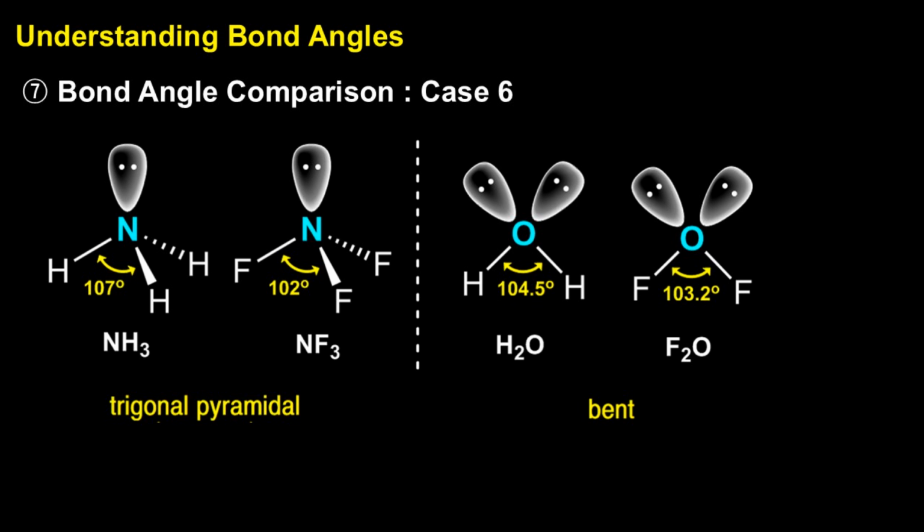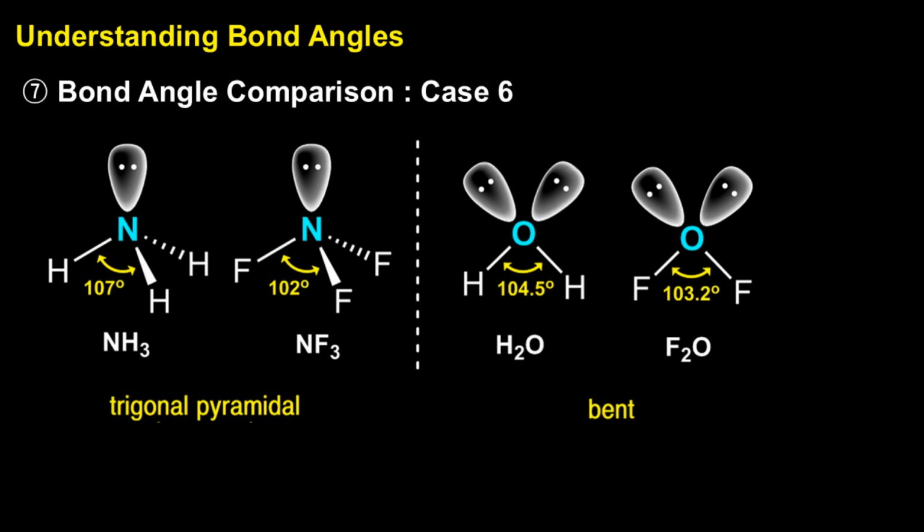In ammonia, nitrogen is much more electronegative than hydrogen, so it pulls the bonding electrons closer to itself. That means there's a lot of electron density built up around the nitrogen, which increases repulsion between bonding pairs and gives us a bond angle of about 107 degrees.